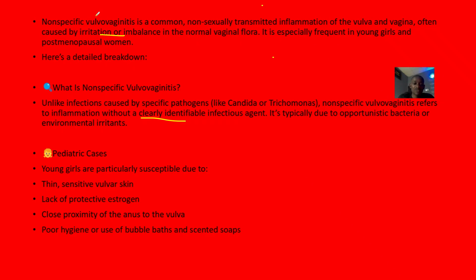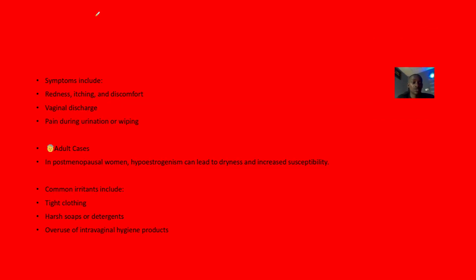So young girls are particularly susceptible to it, okay, because they lack estrogen. The anus is close to the vulva, so poor hygiene could lead to bacterial crossing over or irritation. Symptoms are redness, itching, discomfort, vaginal discharge, and pain during urination or wiping.